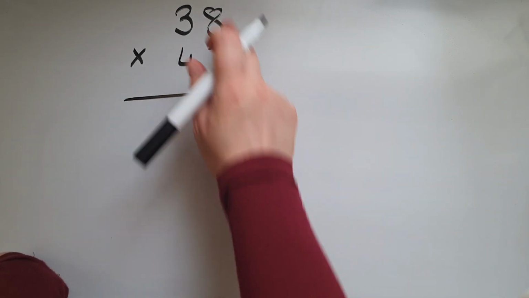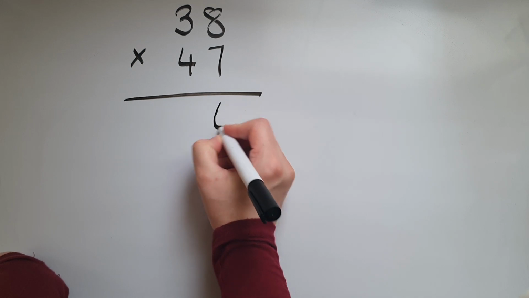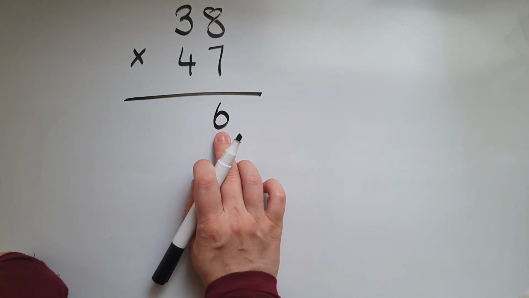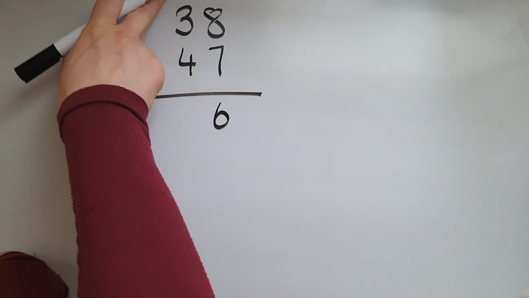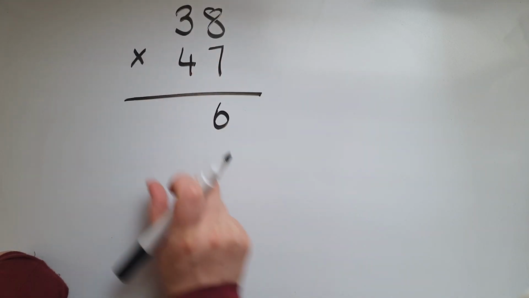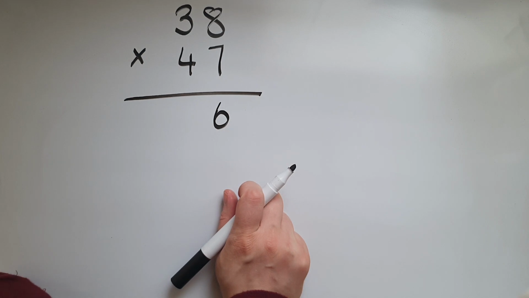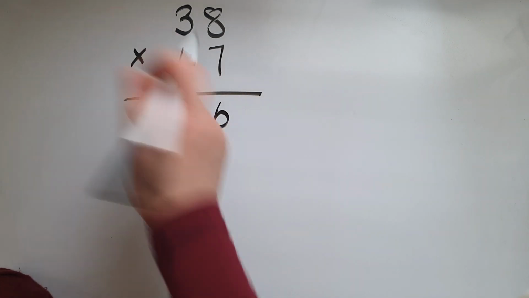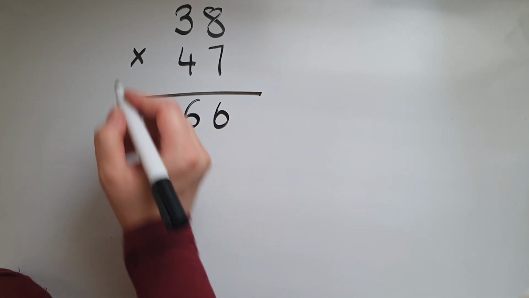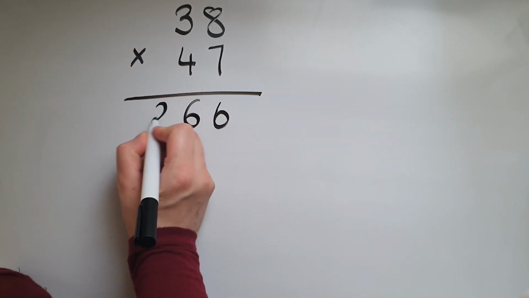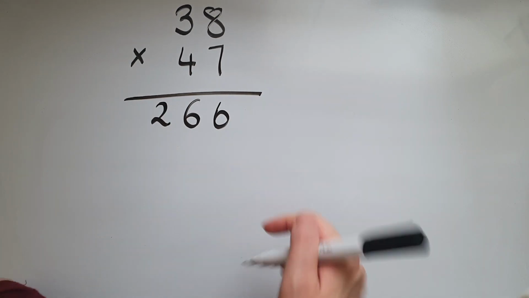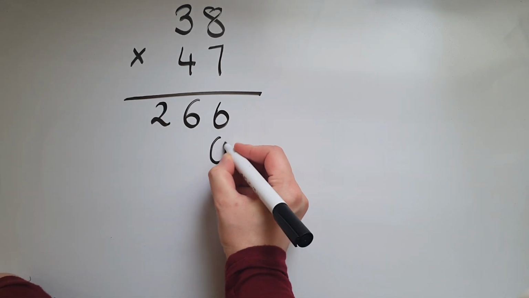So 7 times 8, which is 56. So 6, we put down the unit and we carry over the 10. So it goes in the tens column. 7 times 3 is 21 and 5 is 26. So there we have the 2 in the hundreds column. Now we put a 0 down.